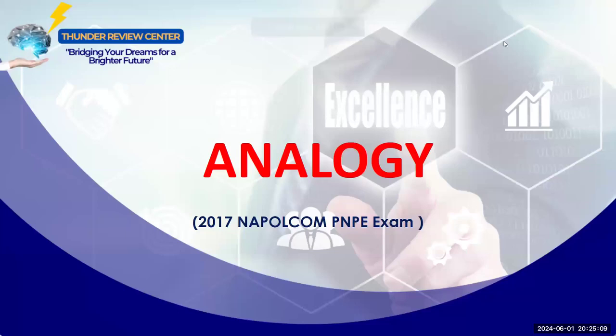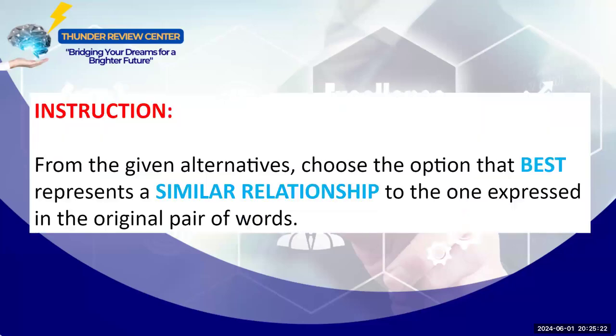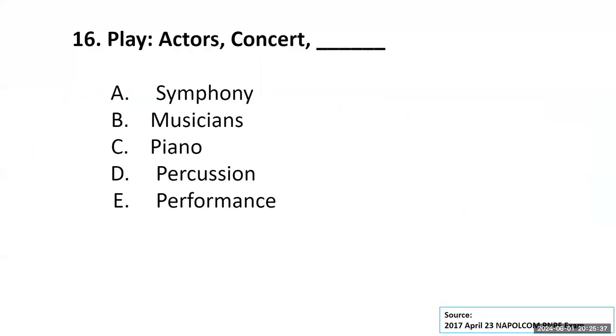So this is also a very important component of the exam. So I hope you'll also be serious in studying about analogy. All right, for our instruction, from the given alternatives, choose the option that best represents a similar relationship to the one expressed in the original pair of words. All right. Play, actors, concert, blank. What do you think is the answer here?